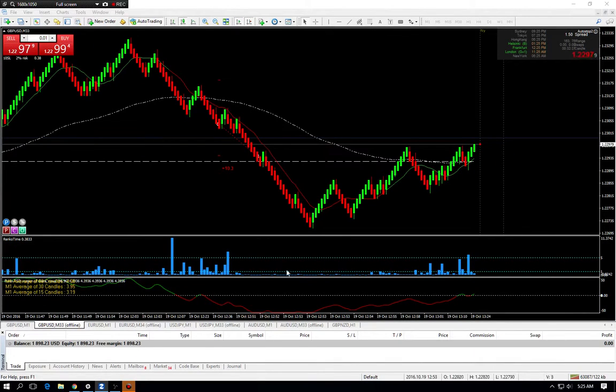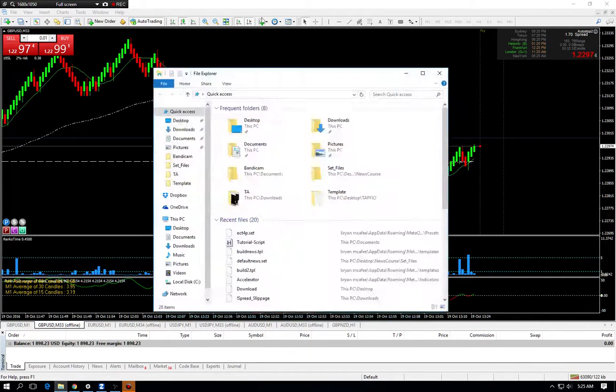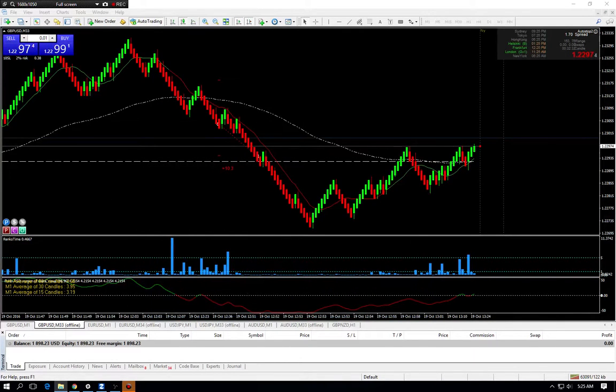The spread, and I'm going to show you real quick what happens with it. So let's take a look at the spread. Let's take a look at the spread on the Sydney session when it first opens.